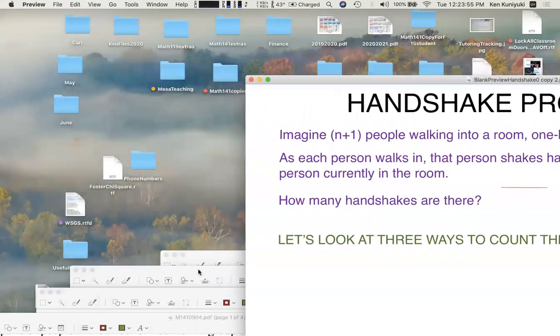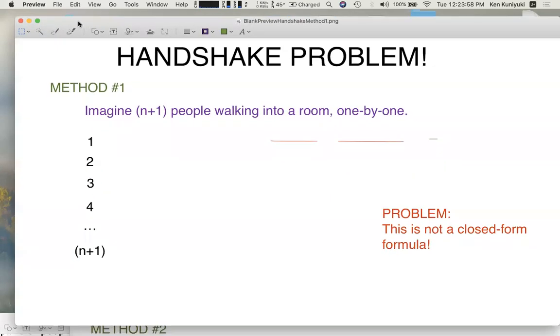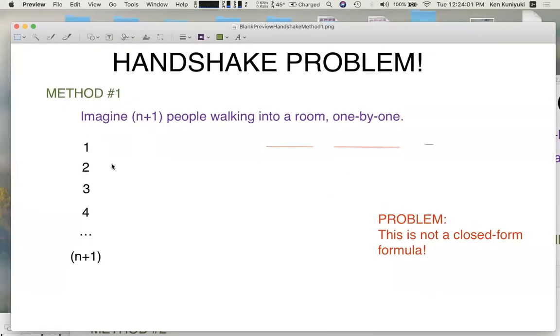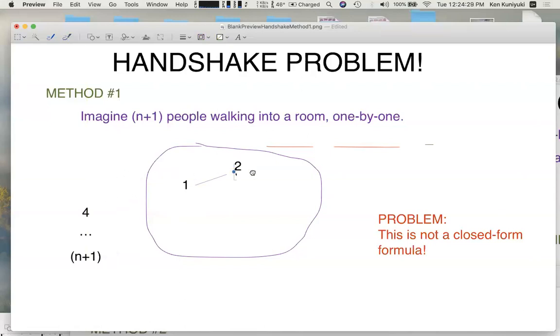All right. Method 1. Again, imagine n+1 people walking into a room one by one. So person number 1 walks into the room and has nothing to do. Let's say this is the room. Person 1 has nothing to do, waits for people to come in. But then person number 2 comes in and says hi to person number 1. Person number 2, person number 1, they shake hands. Then person number 3 comes in, shakes hands with both person number 2 and person number 1.